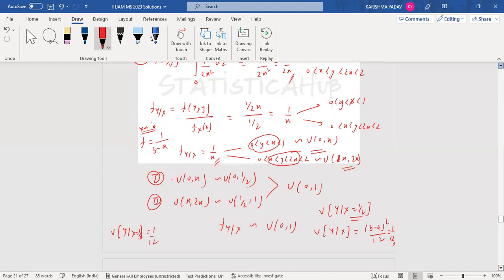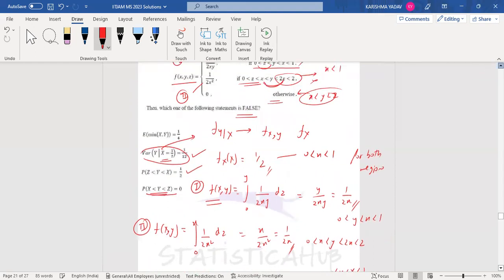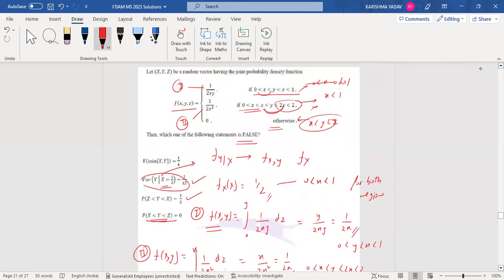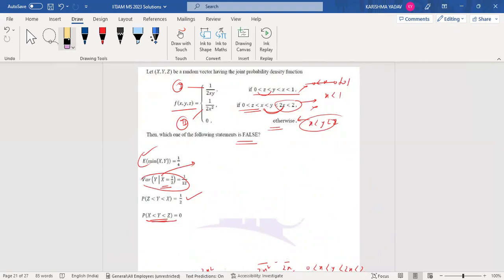So from this we can say that the corresponding third option, like the second option, is also correct. So three options are correct, so the first one has to be false for this question to be satisfied. Let's verify it by doing some calculation. What is it asking? It is asking for the expectation of the minimum of x comma y.